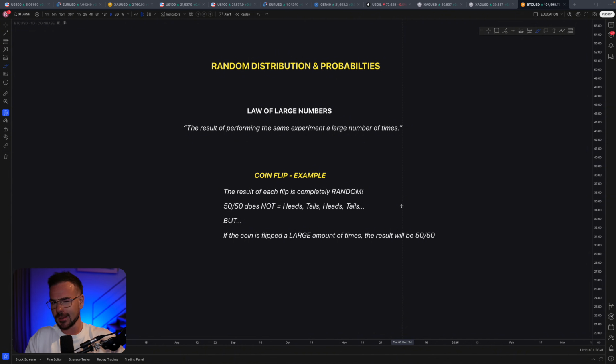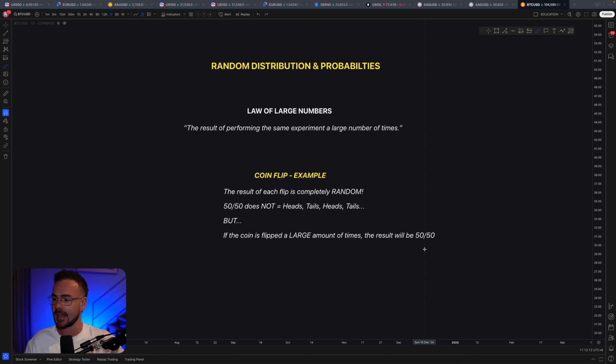Over just a couple of flips of a coin, it could be heads, tails, heads. Even though it's 50-50, if you only do a small sample size, you flip it a couple of times, it's not going to be 50-50. It might be 90-10 in your results of only 5 or 10 flips. But if you flip the coin a large amount of times, the result will be 50-50. You start flipping it 50, 100 times, even more, you're going to start to see the law of large numbers play out and understand how those probabilities work.